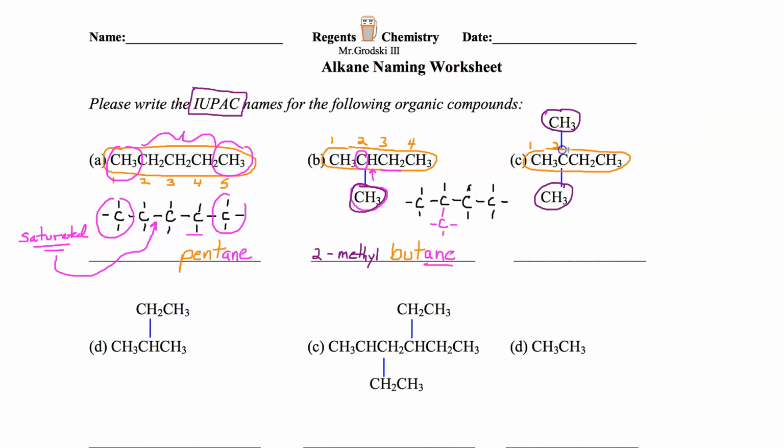1, 2, 3, 4. I'm numbering the parent chain, so I know it's a butane. I can understand by the structure that this is a butane. You say, how do I know it's a butane? Well, what do I have? I have a terminal group that's CH3. That means this carbon's bonding to 3 H's. Carbon makes 4 bonds, so it only has room to bond to 1 carbon.